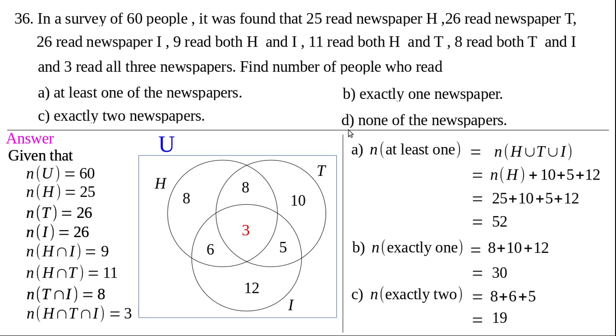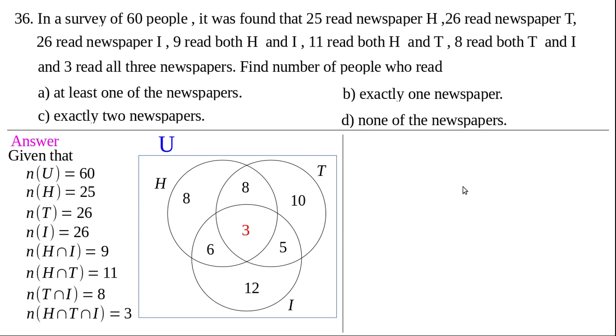One more question is there. Number of people who read none of the newspapers. Answer to question D. To get the number of people who read none of the newspapers, we want to subtract the number of H union T union I from the total set. Number of U minus number of H union T union I.